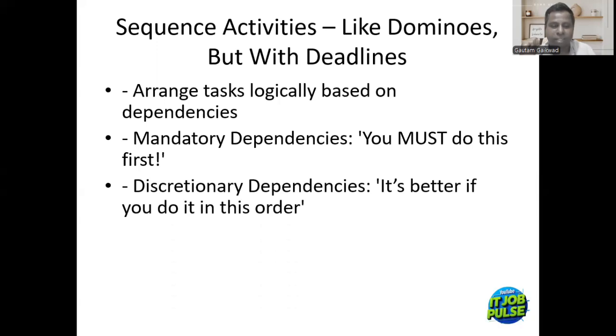Next one, the word is difficult to pronounce. I want to give it a try. Please bear with me. Discretionary. Okay, I got it wrong. Discretionary dependencies. It's better if you do it in this order. Again, order is recommended. It is important. You have to follow the sequence. So guys, if you are able to pronounce this word very well, please comment yes, and you can write this word. Discretionary. Again, I missed it. Okay, I will learn.